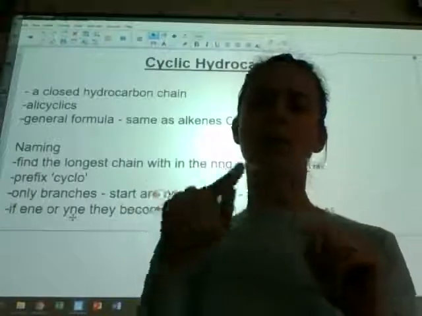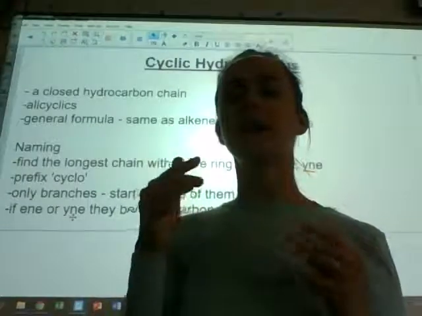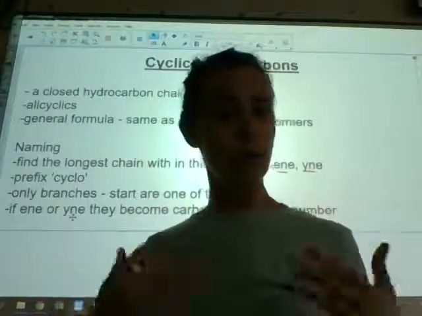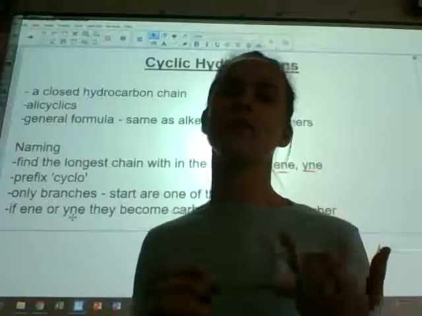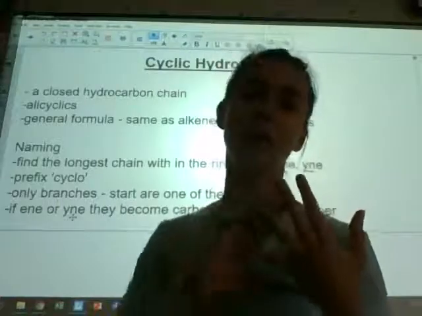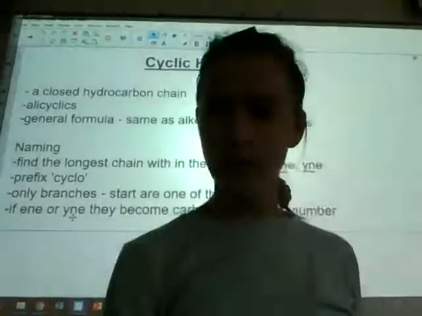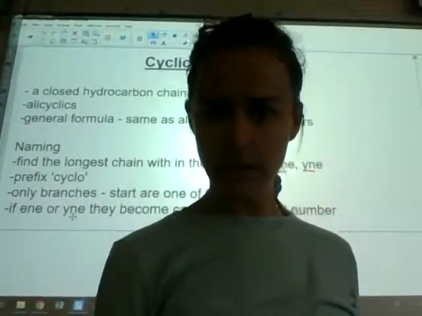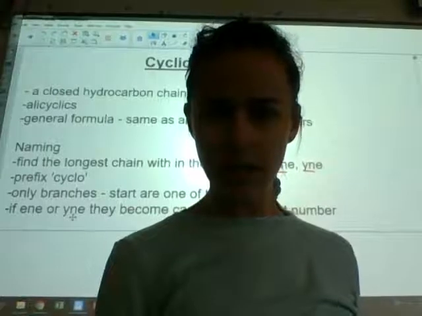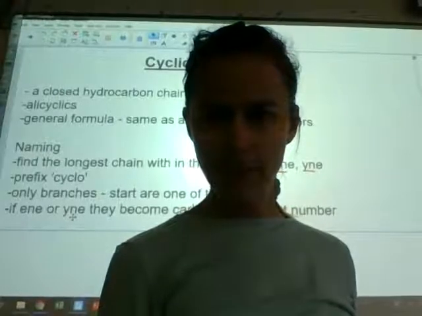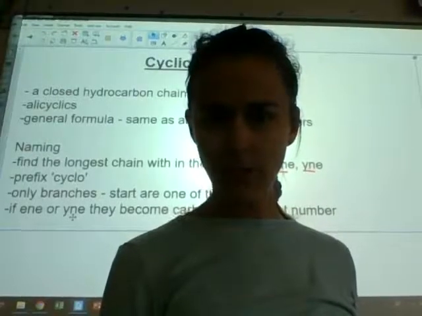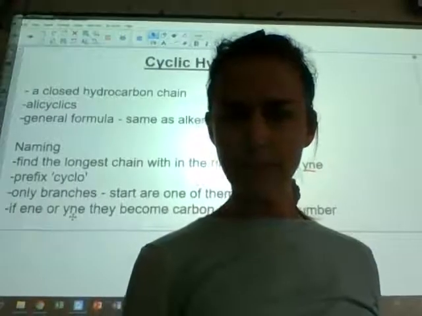And then you can either go clockwise or counterclockwise depending on what's going to give you the lowest number for all the other functional groups that are present. So for example, if there's a chain on it or another double or single bond. Okay, I think that's all I had on that slide. Okay, so let's do some examples.